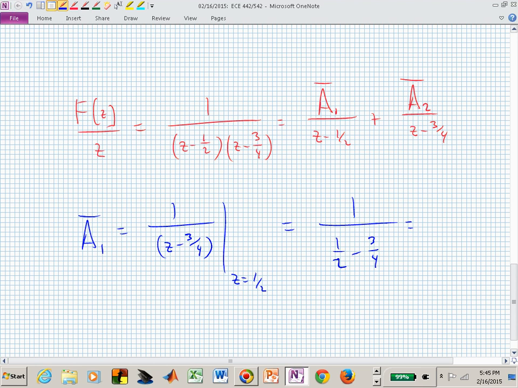And that's minus 1/4 in the denominator, and that then gives us a minus 4 for A1 bar. Is that correct? Did I do the algebra right?